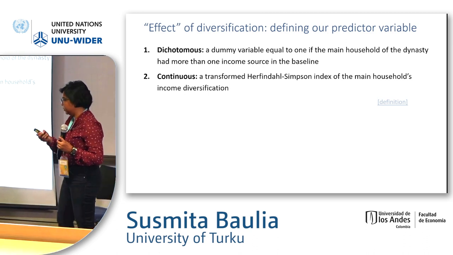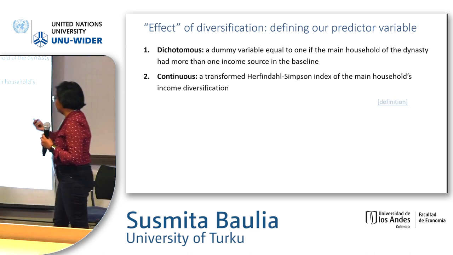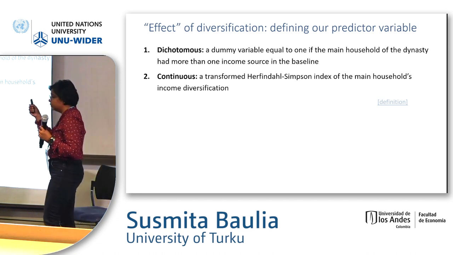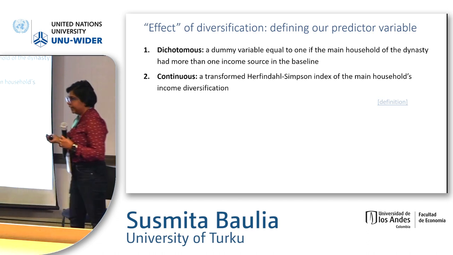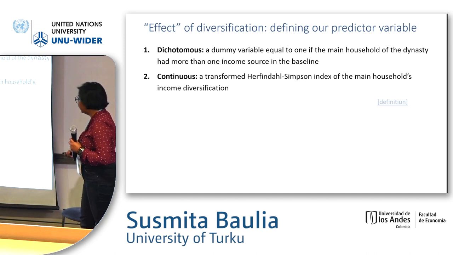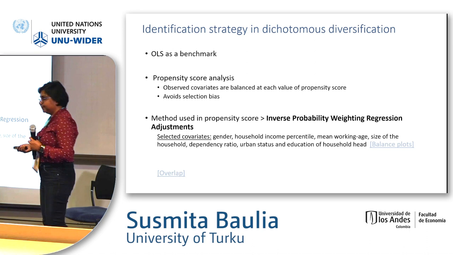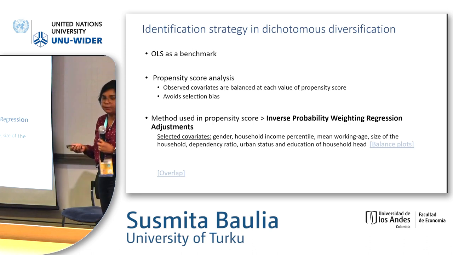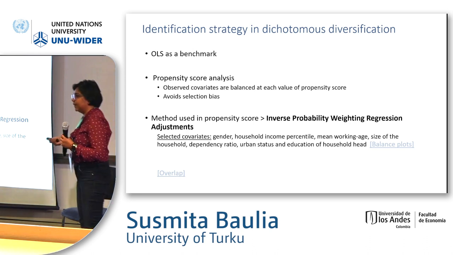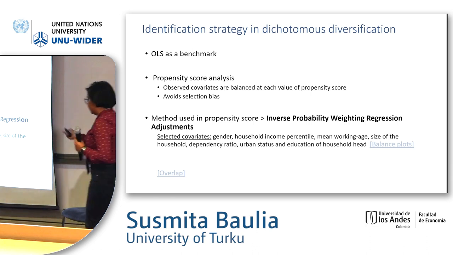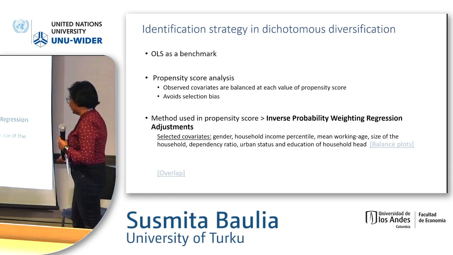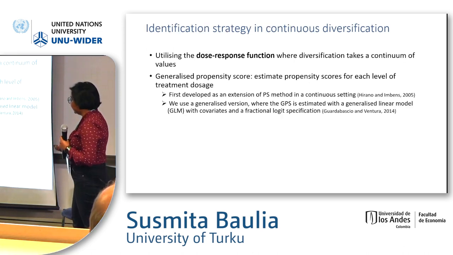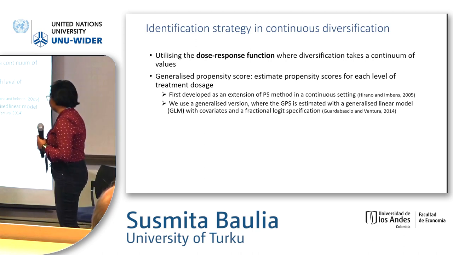And now we are defining our diversification variable in two ways. First, we use the simple dichotomous dummy variable. It is equal to one if the main household of the dynasty had more than one income source out of those six income sources in the baseline. And then we are also using the Herfindahl-Simpson index that I showed you earlier. We are using the basic benchmark of OLS, and we are using propensity score analysis to avoid the selection bias with observational data and such. And we pick one of the rigorous methods of propensity score. And then in the continuous case, we are using a dose response function of generalized propensity score.